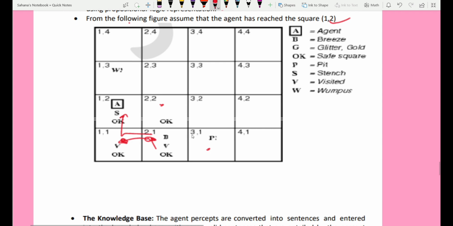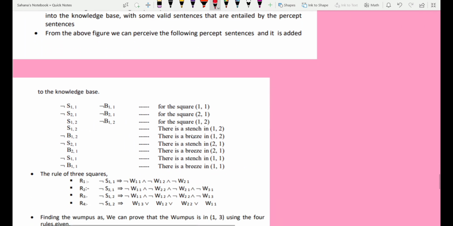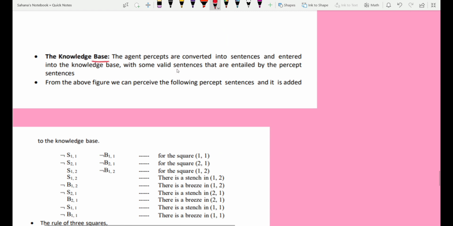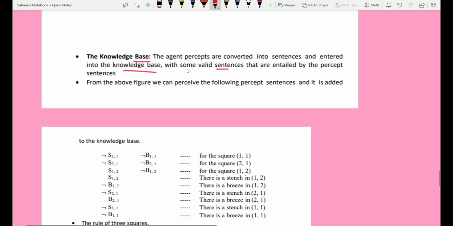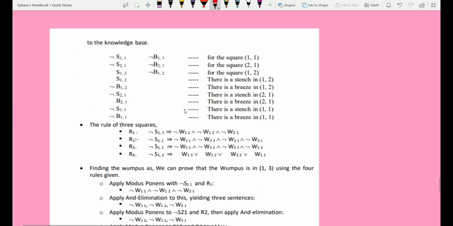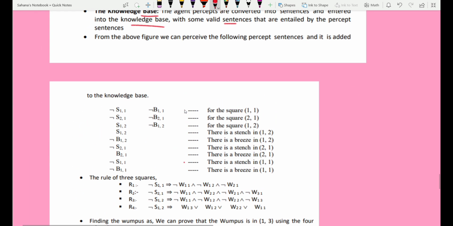So this table you will write. Then you should write about the knowledge base. What is a knowledge base? The agent's percepts are converted into sentences and entered into the knowledge base with the same valid sentences. We will write this, and now from the table we can write.